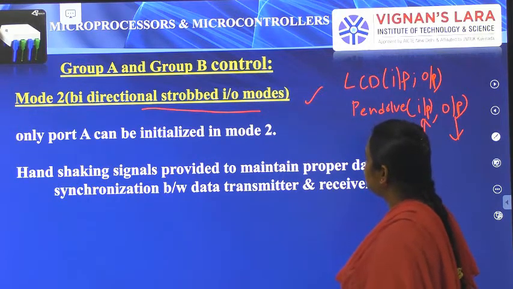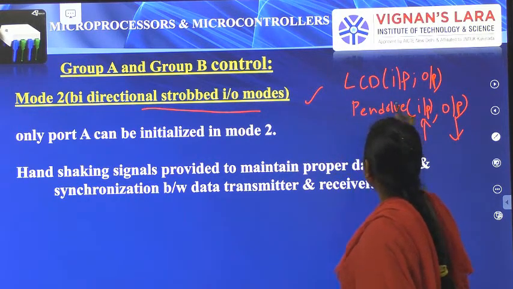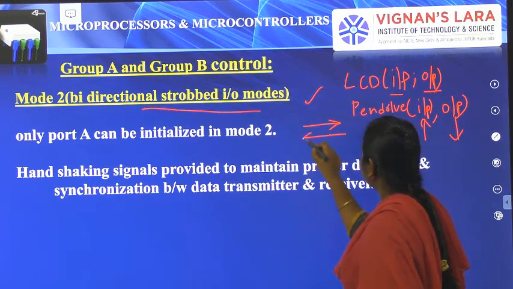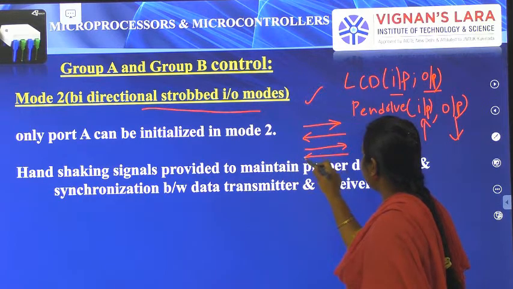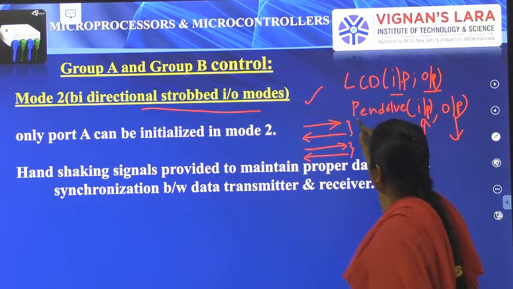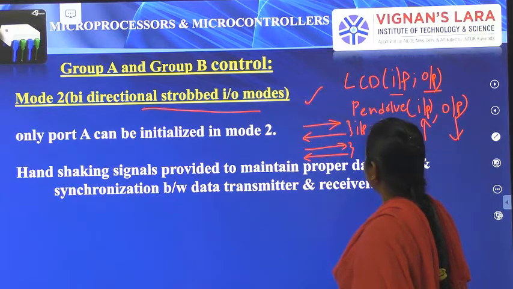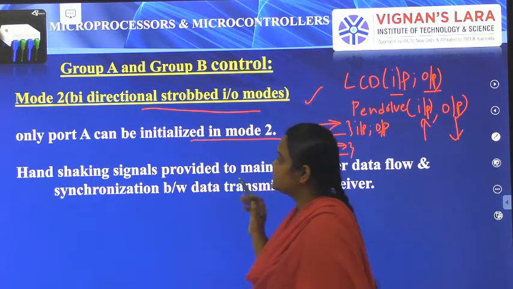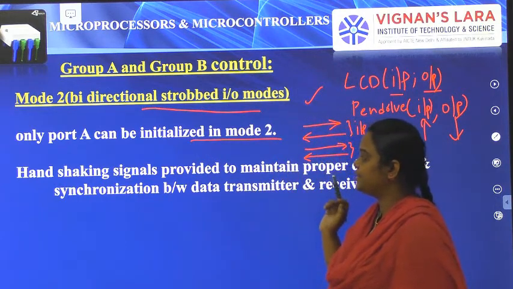So whenever it is bidirectional, that means input and output: giving input at a time, it is giving output. That means bidirectional strobed input operation and output operation. So port A can be initialized in mode 2. Port A is used only in the mode 2 operation.